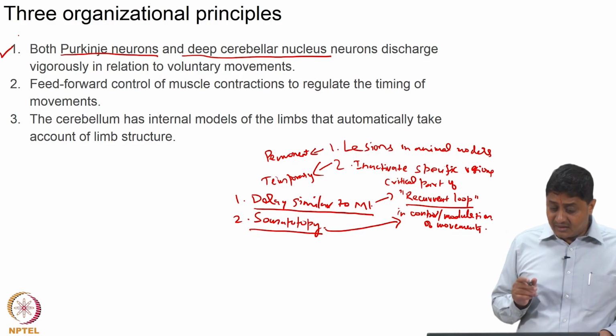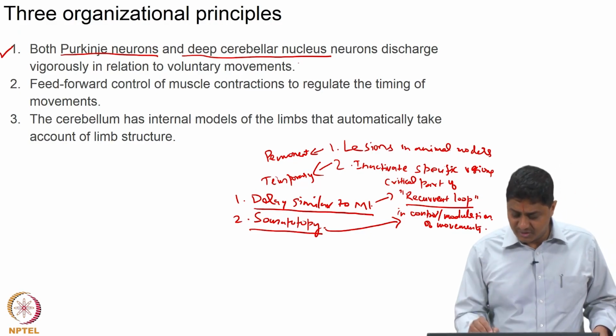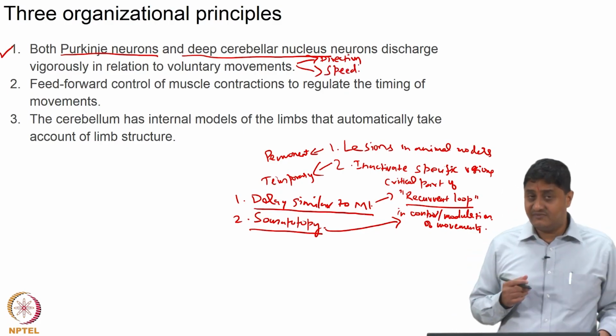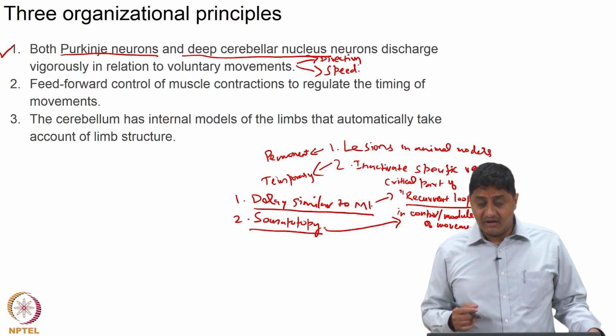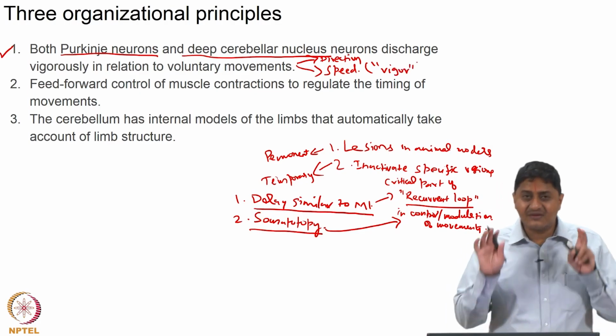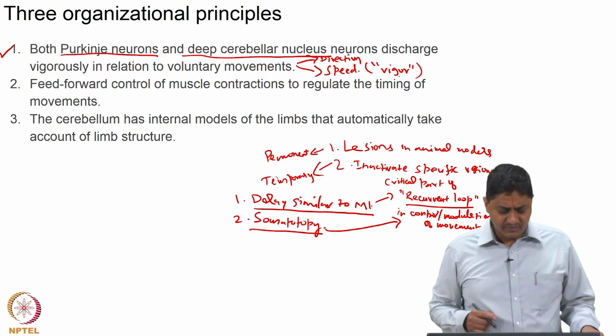And then what does it control, what does it modulate? When you say modulation of movements, what does it modulate? At least it is now known that it modulates the direction of movements and it modulates the speed of movements. So when you say speed, we are talking about some form of movement vigor, how fast you can move, right.